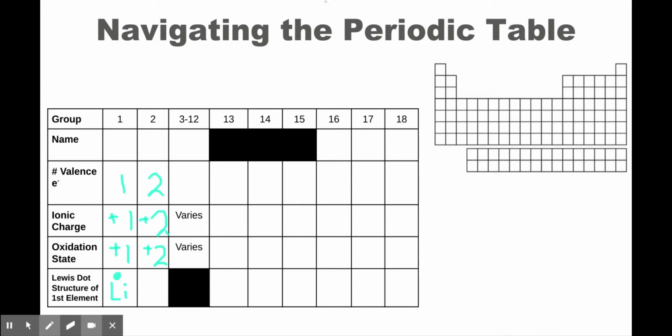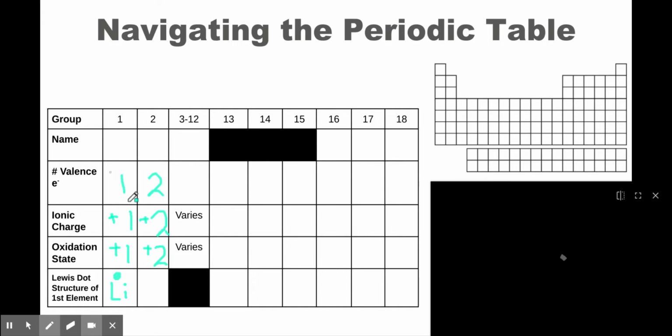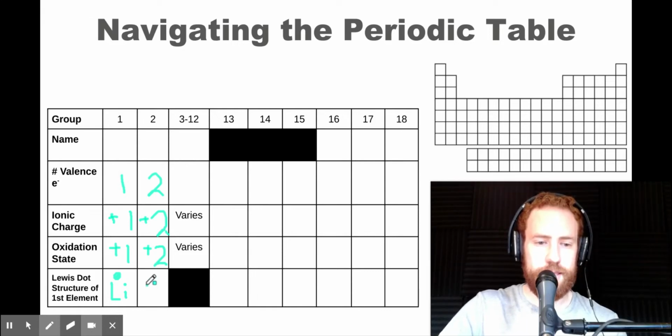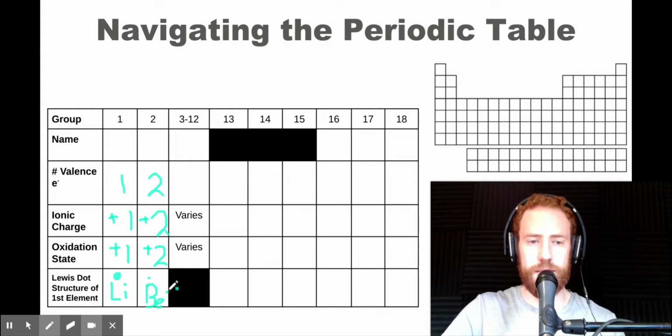Now, the top element in group number 2 is beryllium. And beryllium has 2 dots just like that, boom, boom, representing the 2 valence electrons.